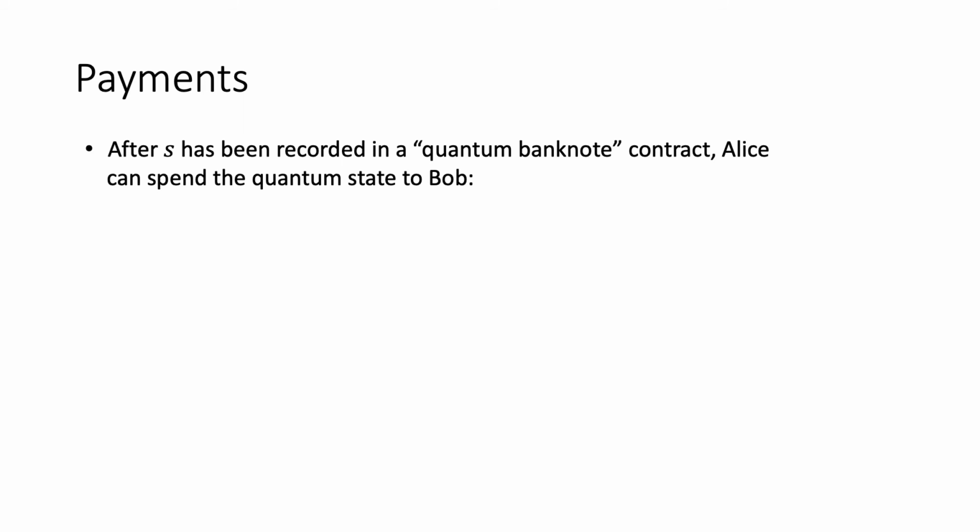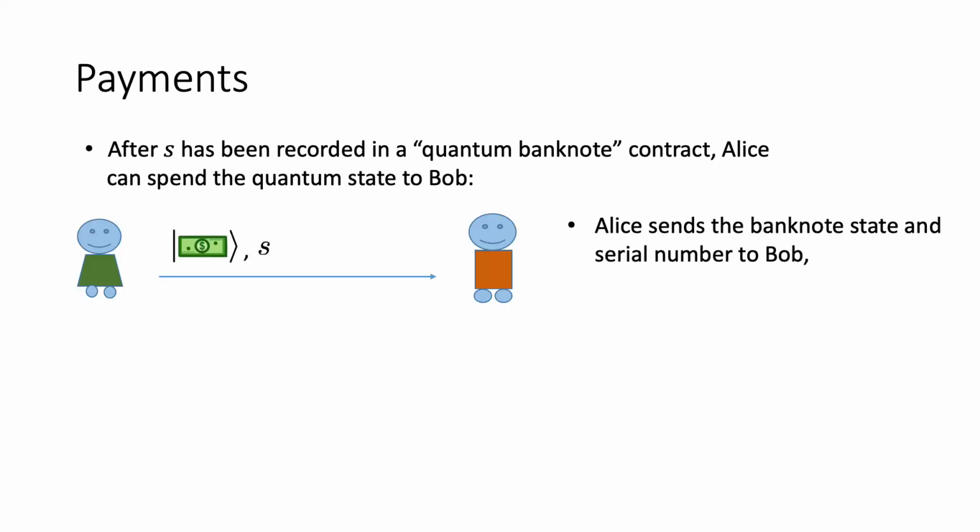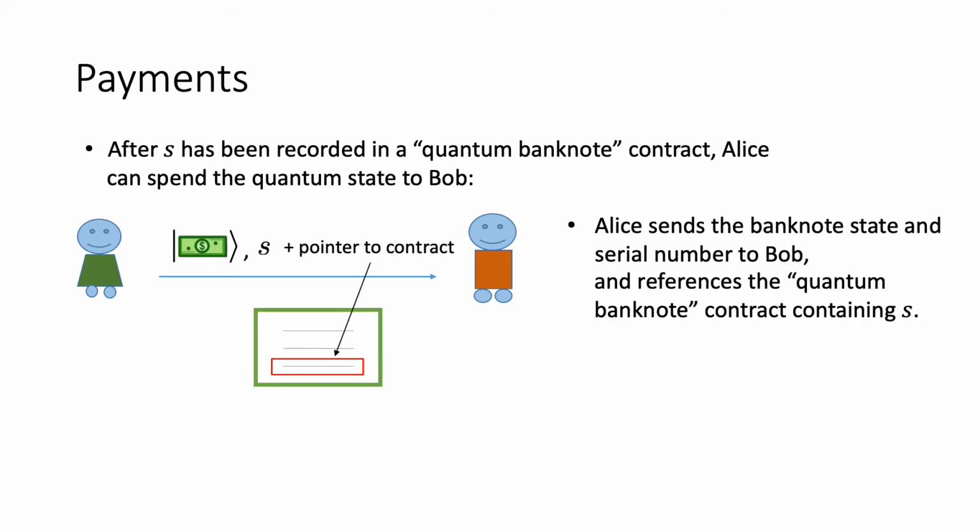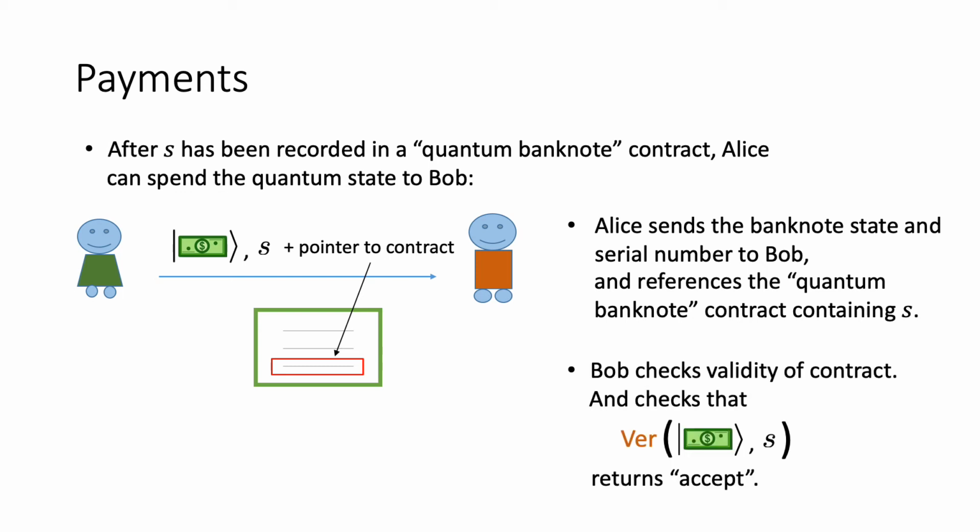Now, what about payments? Well, after the serial number S has been recorded in a smart contract, Alice can spend the quantum banknote to Bob by doing the following. She simply sends the banknote state and serial number to Bob, and she also references the quantum banknote contract on the blockchain, which contains S. Okay, and then Bob simply checks the validity of the contract that has been referenced.